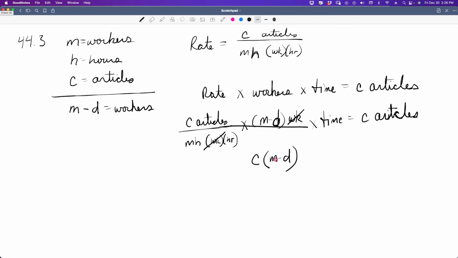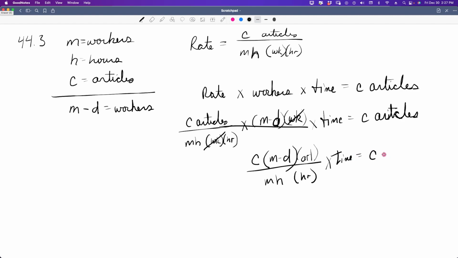We still have C times M minus D articles. I'm just going to put art for short. And then we still have M times H with the unit of measure hour. And this is why I wanted to put worker and hour in parentheses, so you could see that they're actually factors. And that will help you cancel a whole lot easier when you realize that all of these things are factors, right? These units of measure, they're factors. You can cancel them. Now that is times time.